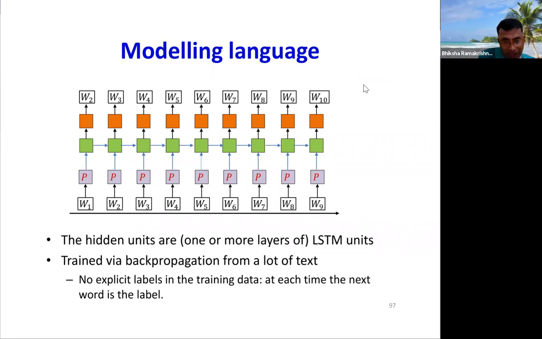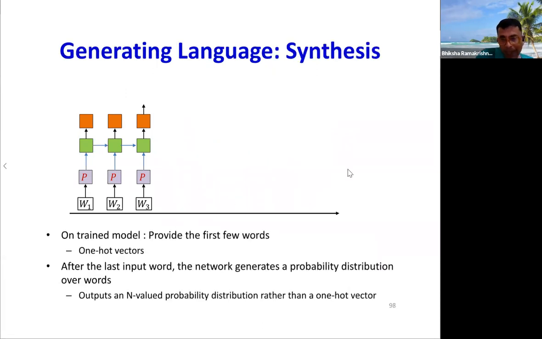Now again, we don't need labels with the text. The label at any time is simply going to be the next word. So all we need is large corpora of text, and it will learn the parameters of the model. And now we can use this learned model to synthesize text. Once we train the model, we can provide it with the first few words, say the first three words as one hot vectors, which will get projected down.